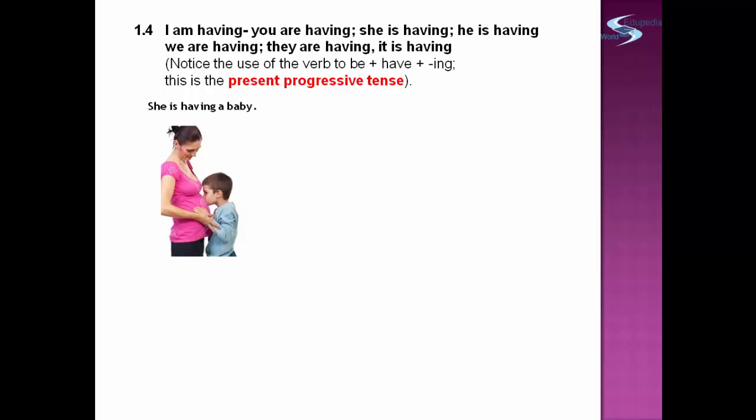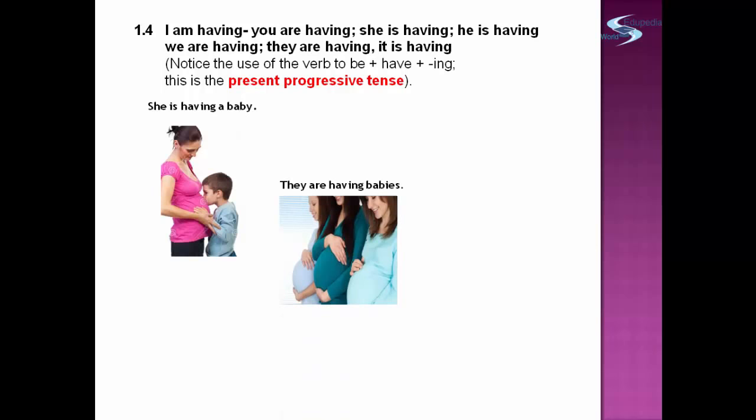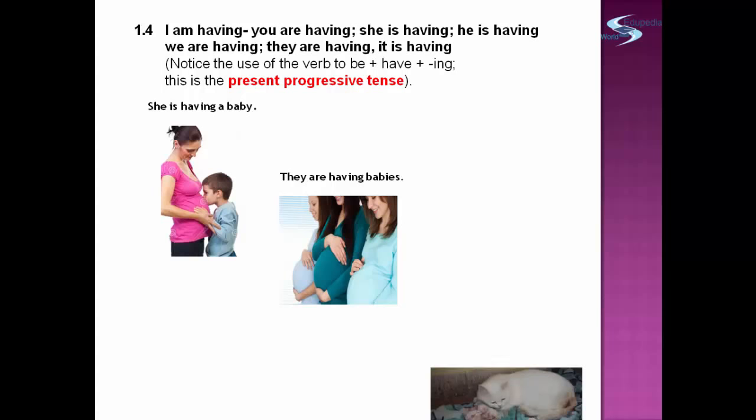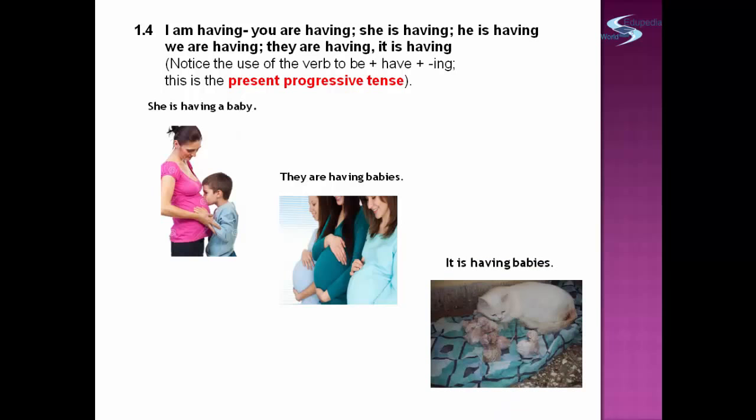She is having a baby. In this example, you have the verb to be, is, plus the verb to have plus ing form, having. They are having babies. The verb to be, are, and the ing form of the verb, having. It is having babies. Verb to be, is, plus the ing form of the verb have.